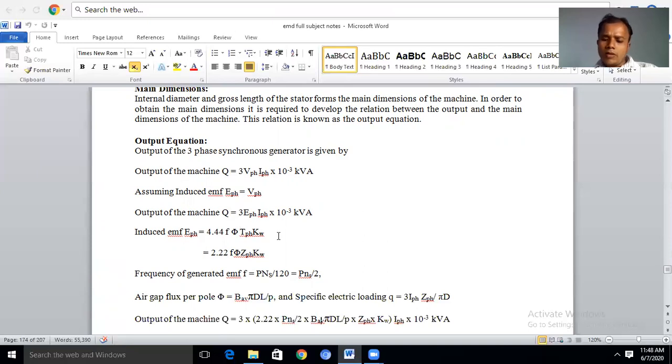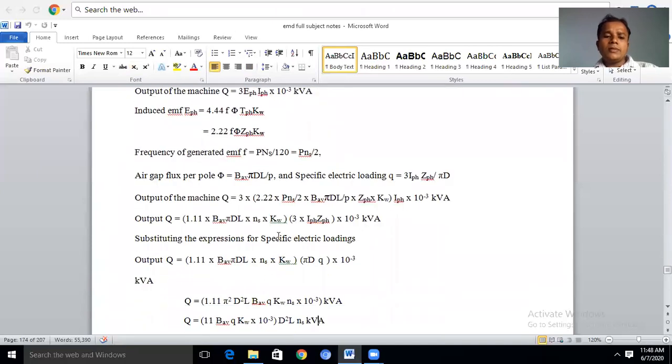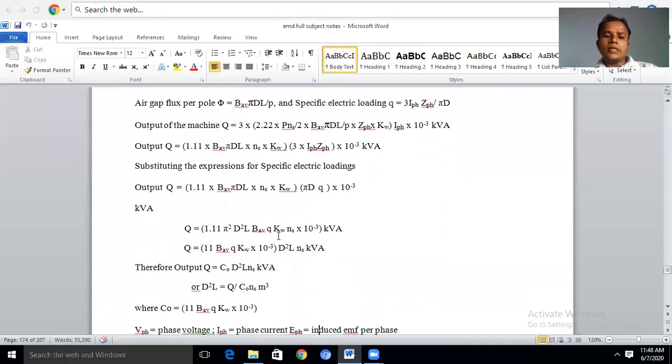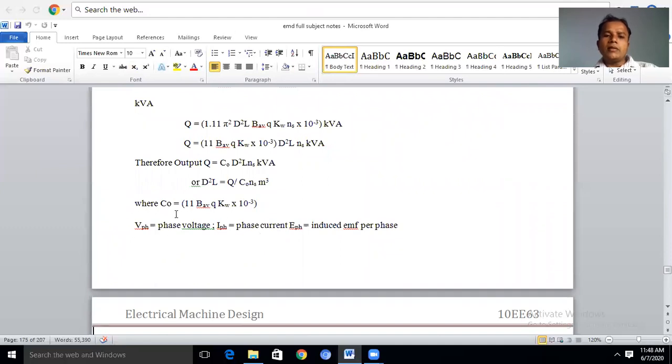So now the output equation of this machine is the same as that of the induction motor. Whatever equation we are getting here is Q = 11 Bav q Kw × 10^-3 D²L Ns kVA. Therefore, output Q will be C0 D² L Ns kVA, where C0 is the output coefficient. Finally, we can get D²L as Q divided by C0 Ns, in meter cube.